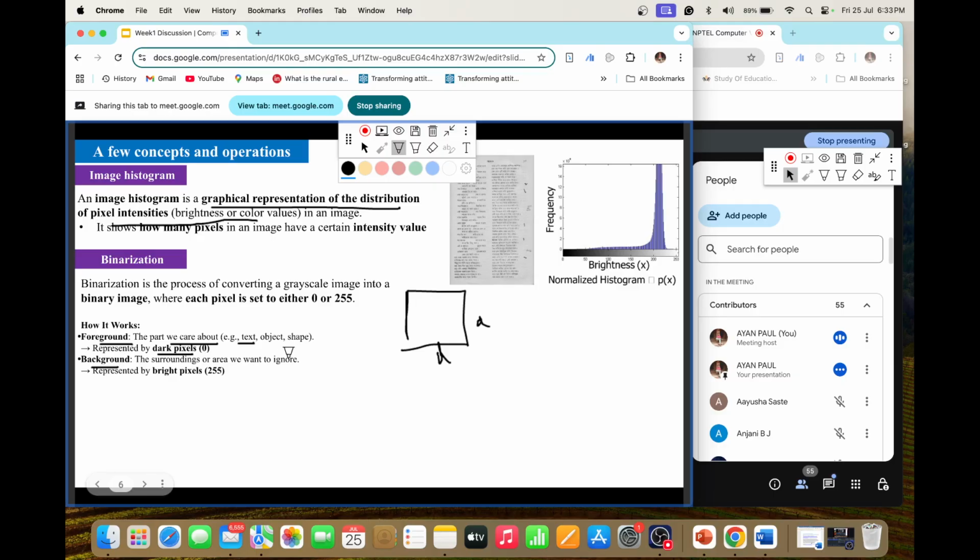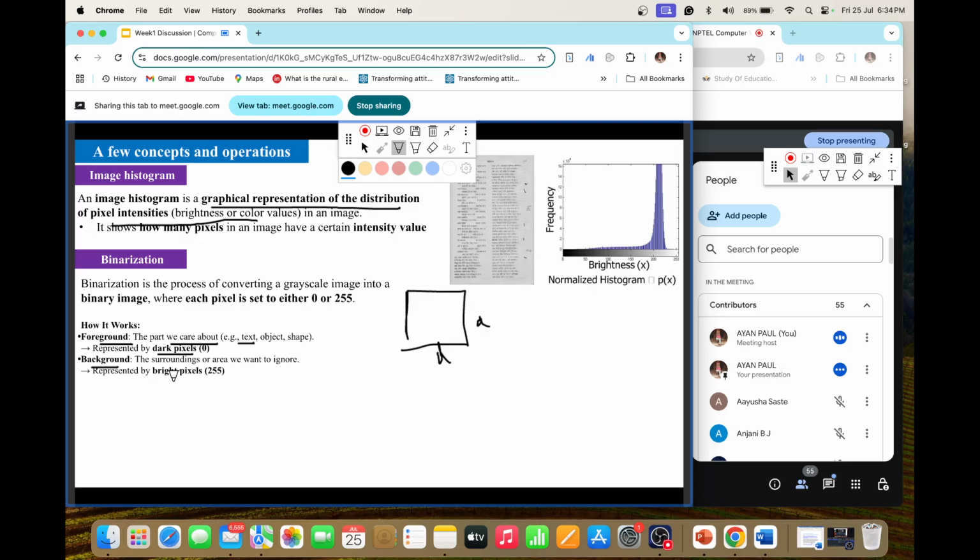Background, the surrounding or area we want to ignore. In our case, the background is formed by bright pixels, that are values very close to 255. Now how do we binarize it? It is very easy. The dark pixels or the foreground, we make exactly 0. The light or bright pixels, we make exactly 255.